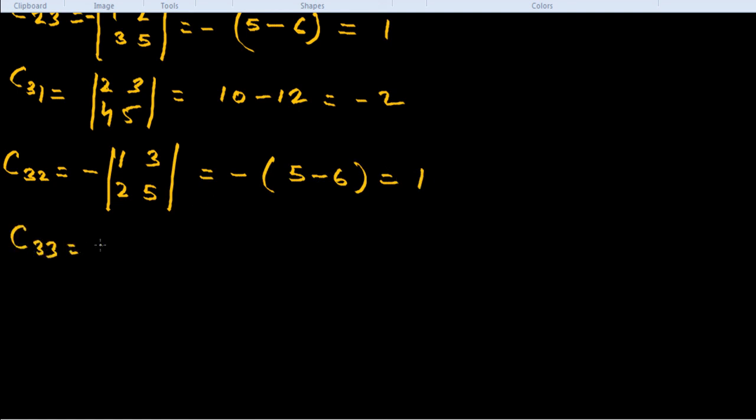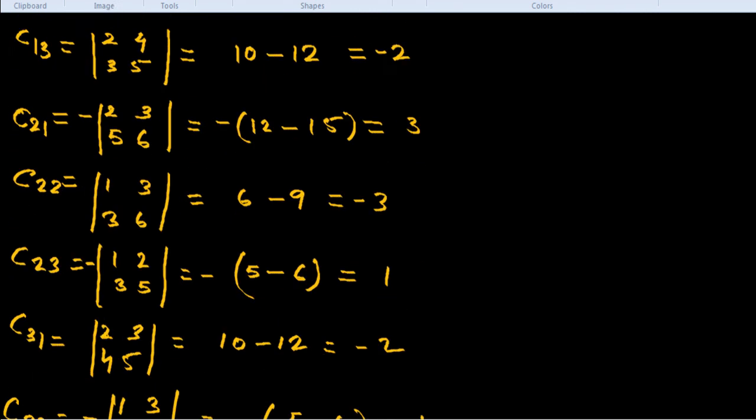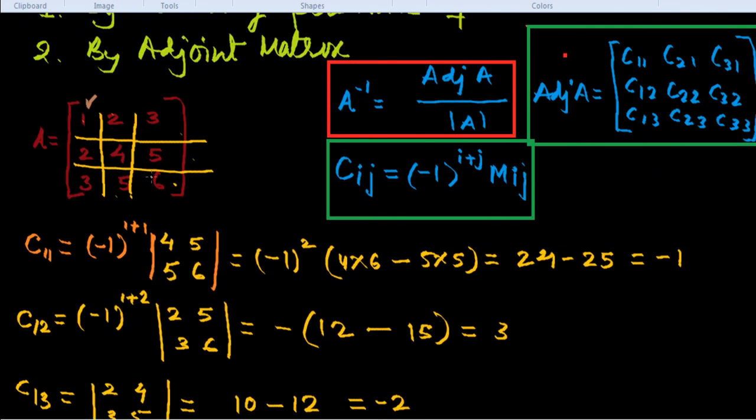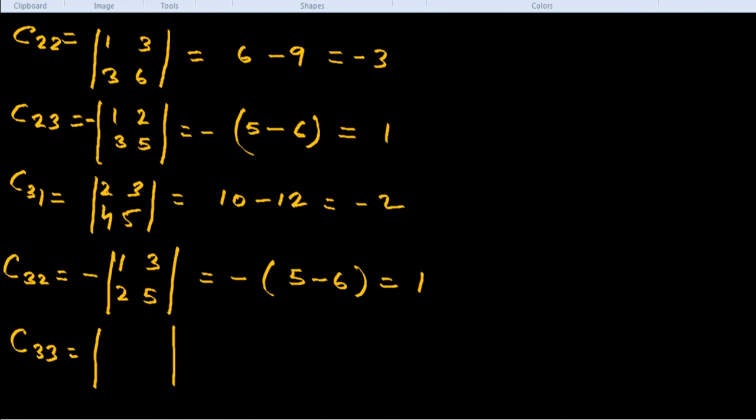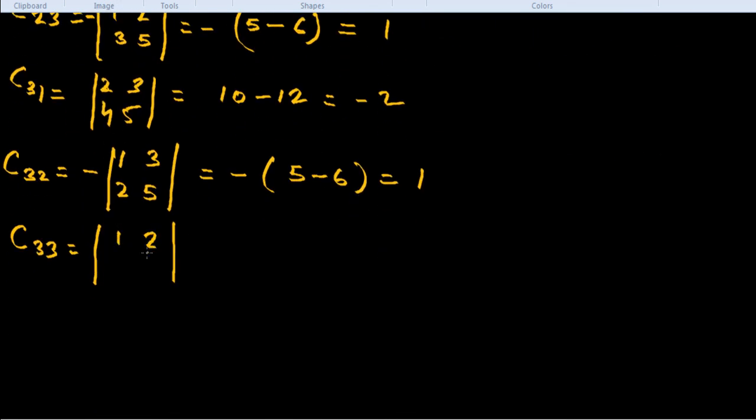For C33, 3 plus 3 is even, so we have to take the positive sign. C33 is this one, A33 is 6, so we have to leave this column and this row, and take 1 2 2 4. So we get here 4 minus 4, which is 0.